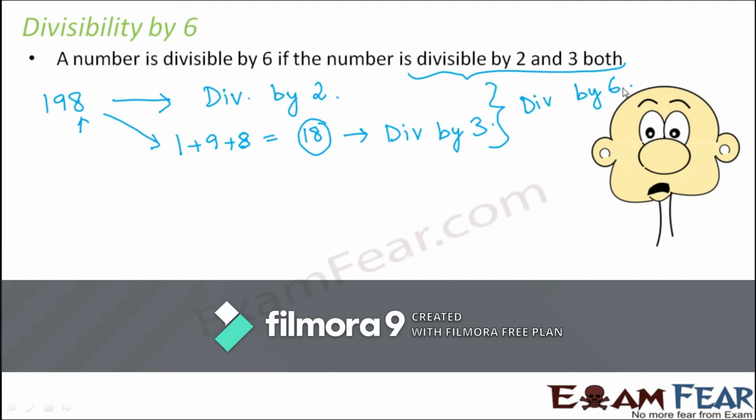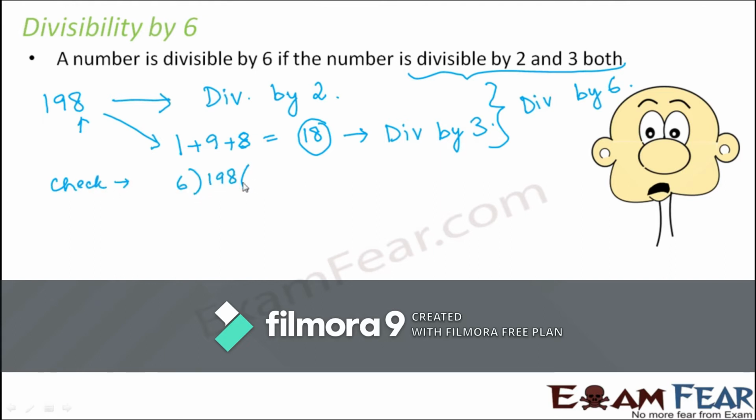Now, if we come across a number which is divisible by 2 but not divisible by 3, in that case, it will not be divisible by 6. Similarly, if you come across a number which is divisible by 3 but which is not divisible by 2, then also the number will not be divisible by 6. So if you want, you can verify this divisibility with real actual division. So let us quickly check it.